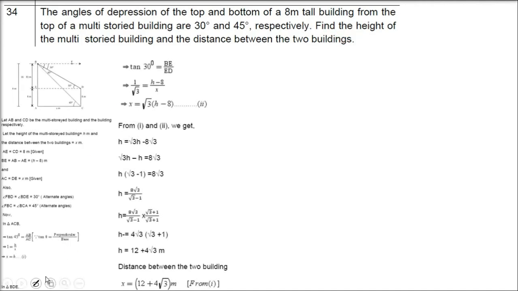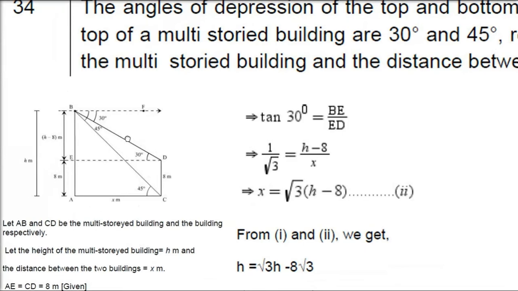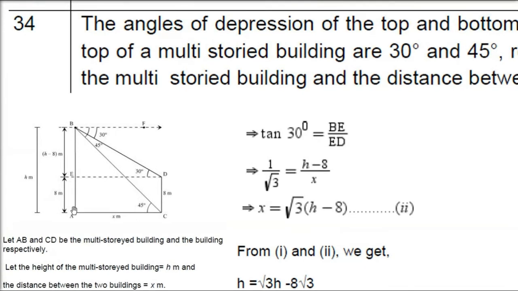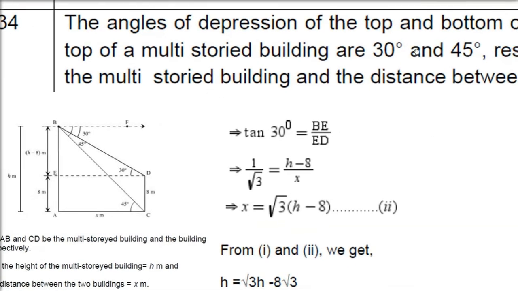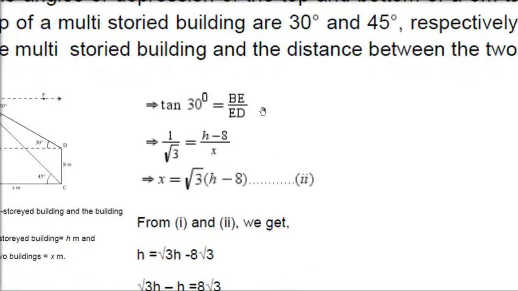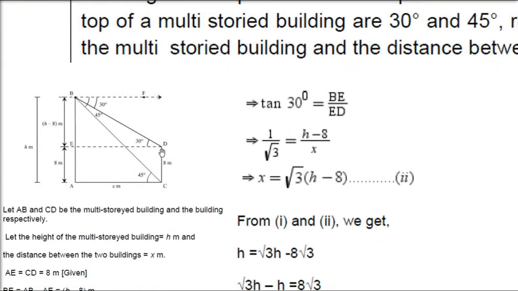The angles of depression of top and bottom of an 8-meter tall building from the top of a multi-storied building are 30 and 45 degrees, respectively. Find the height of the multi-storied building and the distance between the two buildings. So here is the scenario. Let me explain the scenario first. This is the multi-storied building, and here we have an 8-meter tall building. This is a multi-storied building.